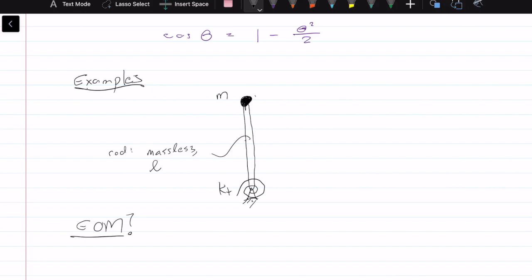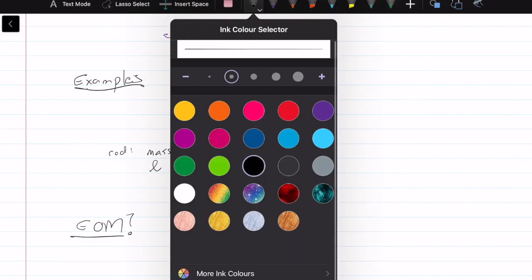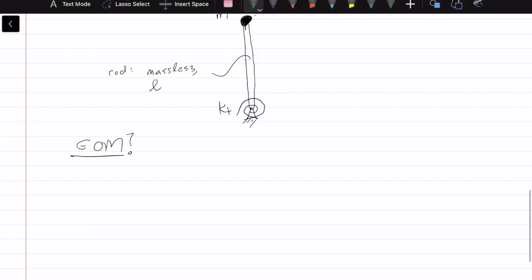The easiest way to do this is, I'll do both methods. I'll do both conservation of energy and Newton's method, but first we will do conservation of energy. Let's switch colors for conservation, let's do it in green. So we're using conservation of energy.